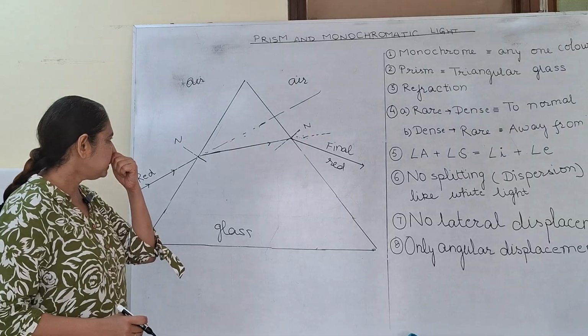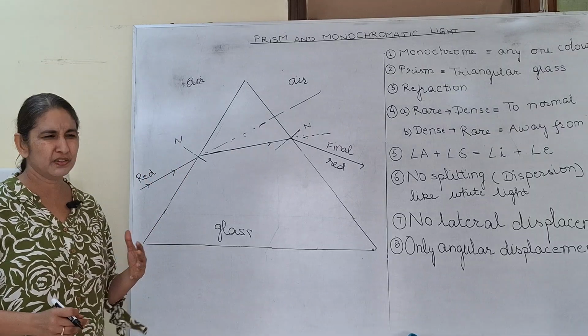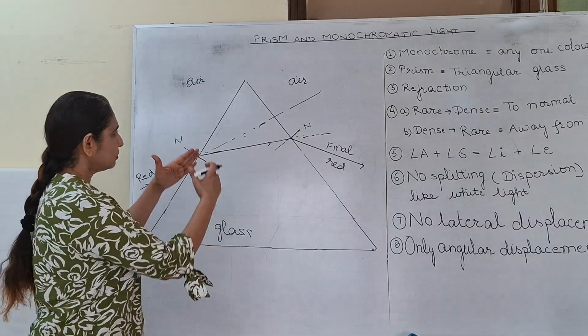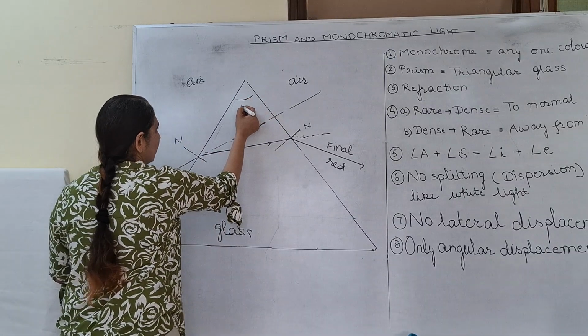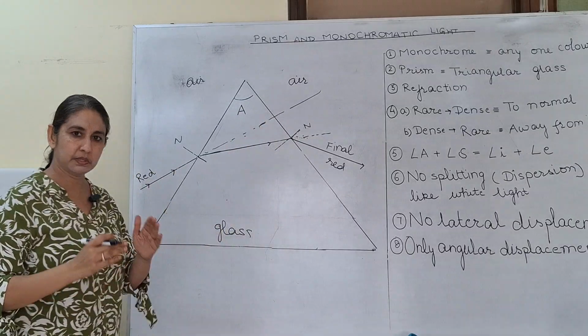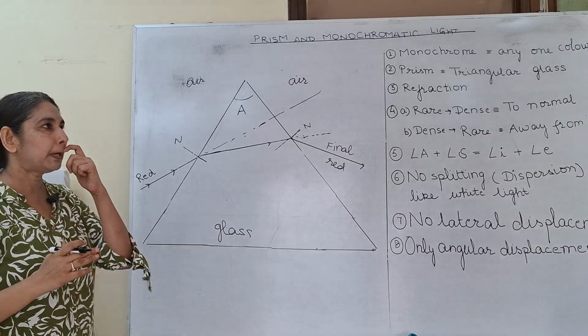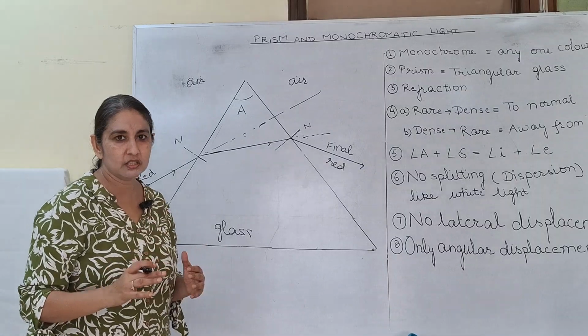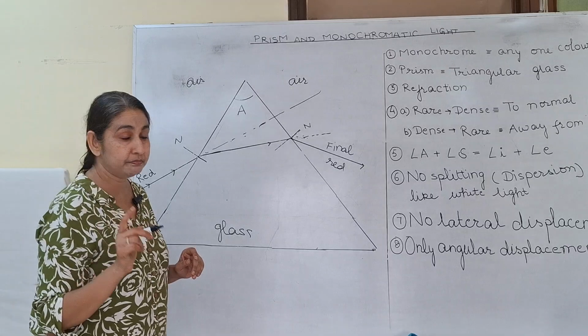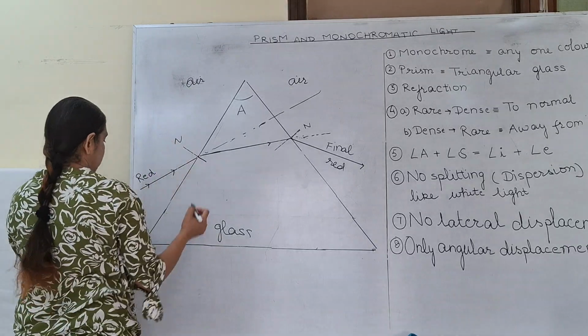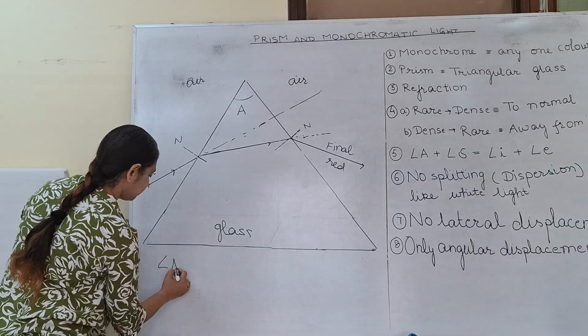Now let's quickly do the numerical part of it. Sometimes it comes. So if this is the prism, this angle is called angle of prism. ये by construction नहीं होता है. Okay, and if they don't mention the value of angle of prism, then you can take angle A as 60.